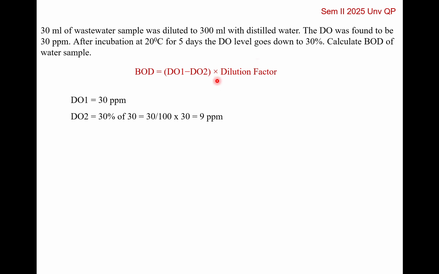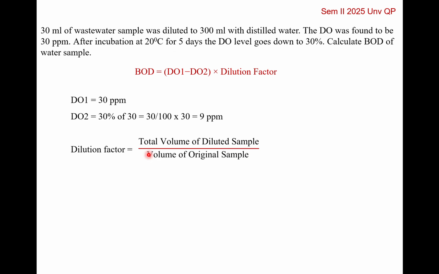Next, what we want is the dilution factor. What was the formula of dilution factor? Is it given here directly? No. But what is said? 30 ml of wastewater was diluted with distilled water. So let us first find the dilution factor. It is the total volume of diluted sample upon original sample. Is the total volume of diluted sample given? Yes. It says 30 ml of wastewater sample was diluted to 300 ml.